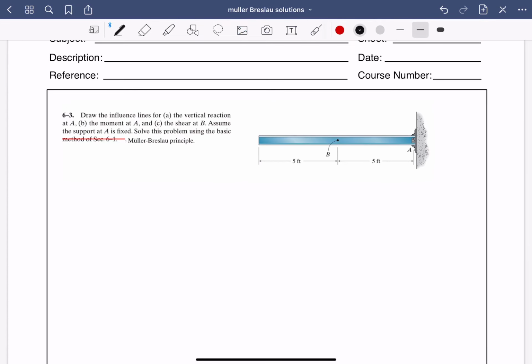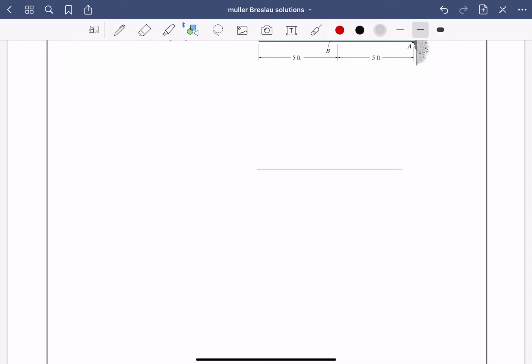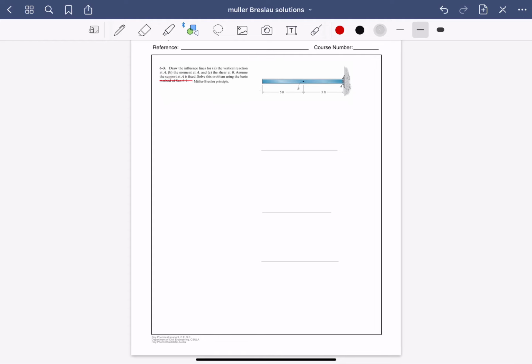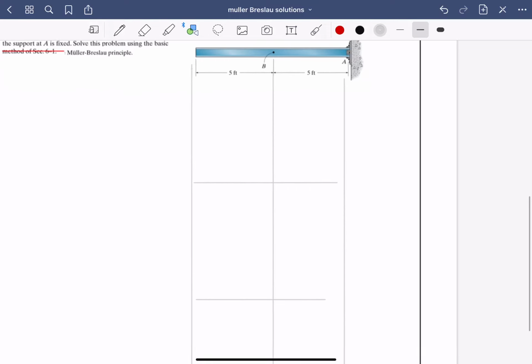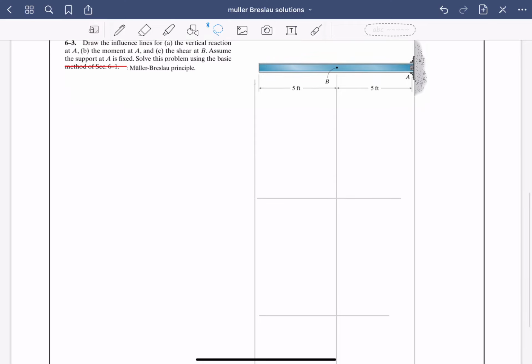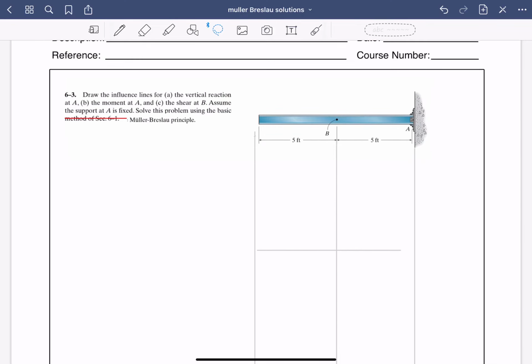6-3. Let's see what it says. Let's draw lines. Okay, so it's A, B, and C. And relight line. Let's kind of do that. Let's move it over. Okay, so that kind of gives us a guideline of what we're going to do. All right, we'll go in order. And again, we're just focused on the Muller Breslau principle.